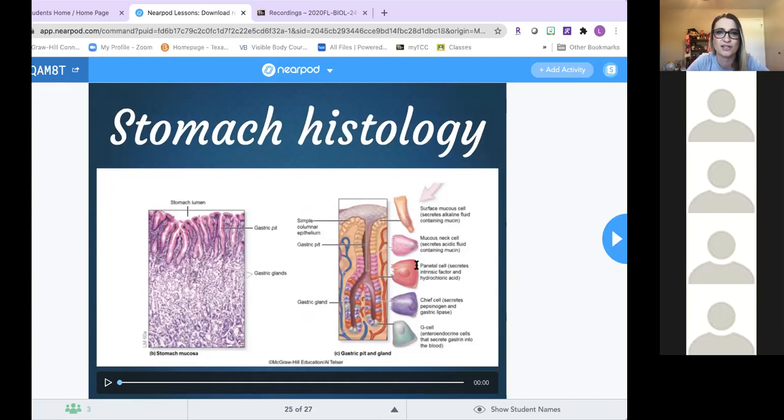So the pepsinogen gets activated in the stomach lumen, either by pepsin molecules that are already active, or it can be activated by hydrochloric acid. It depends on what molecule this pepsinogen meets first. So if it meets hydrochloric acid, then the hydrochloric acid activates it. If it meets pepsin, then the pepsin activates it.